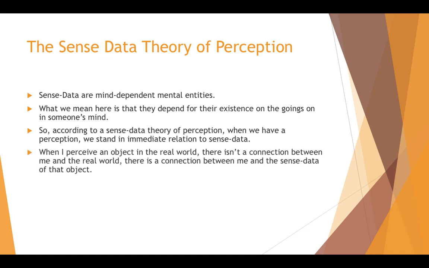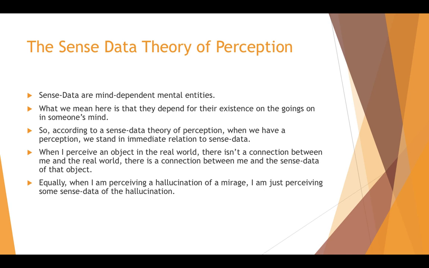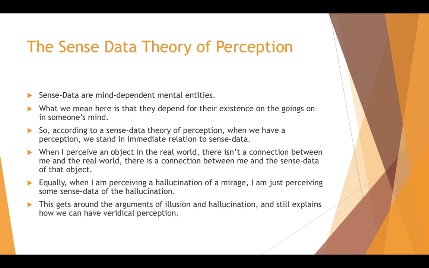When I perceive an object in the real world, there isn't a connection between me and the real world. There's a connection between me and the sense data of that object. Equally, when I'm perceiving a hallucination or an illusion, I'm just perceiving the sense data of a hallucination and the sense data of an illusion. I'm not perceiving the actual object, which is how it gets around the illusion and hallucination arguments, because it could all be chalked up to the same thing: it's all just sense data.